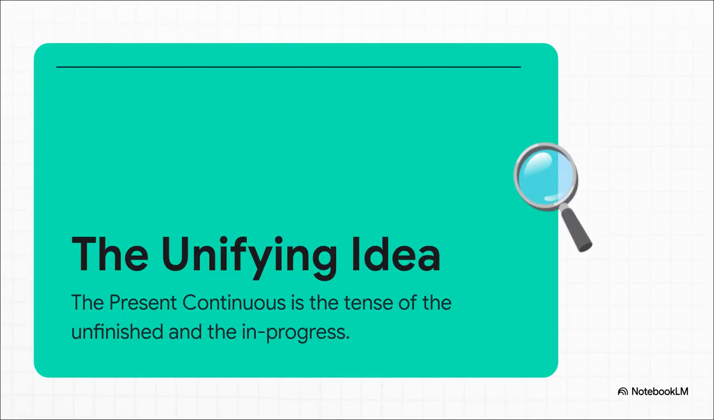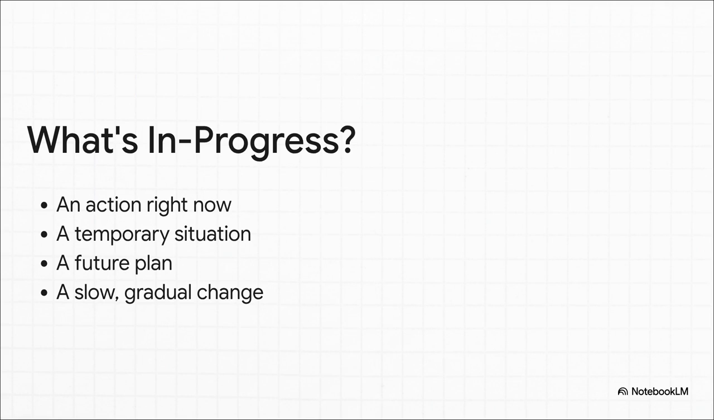So, after all that, what is the one big idea that ties all of these different uses together? It's this. The present continuous is the tense of the unfinished and the in progress. It doesn't matter if it's an action, a situation, a plan, or a slow change. The point is, it hasn't reached the finish line yet. It's still happening.